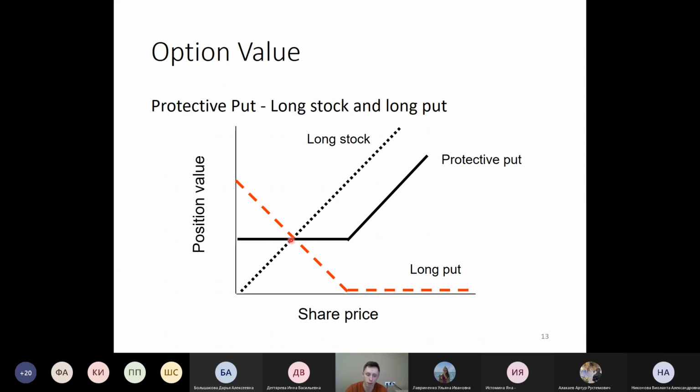But if the stock price goes down, instead of having your results approaching zero, you would have your results protected from the downside risks. So in any case, the value of your investment won't be lower than the exercise price of the option. And this is the idea. So you are protected from the falling of your asset's price.